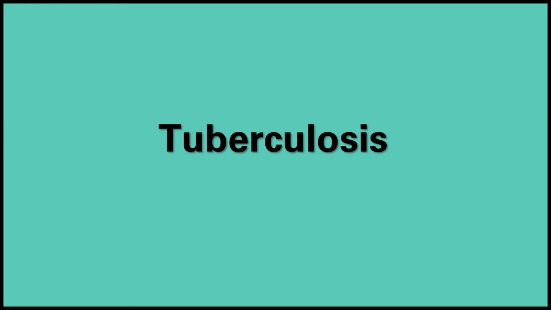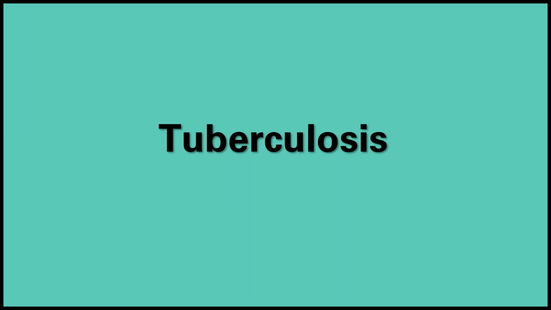Treatment of active TB can be remembered with the acronym RIPE, R-I-P-E, and this stands for rifampin, isoniazid, pyrazinamide, and ethambutol. And there are a few things to know about each of these drugs. Rifampin causes red-colored bodily secretions like tears and urine.